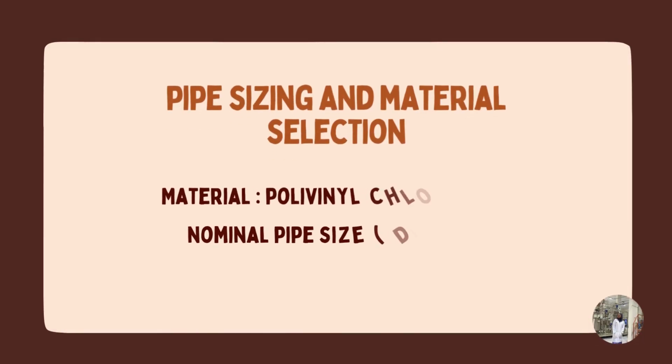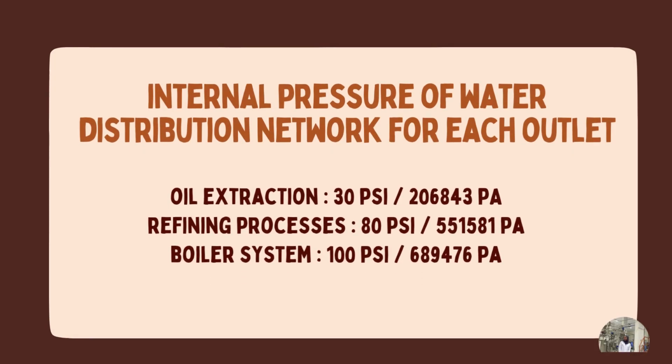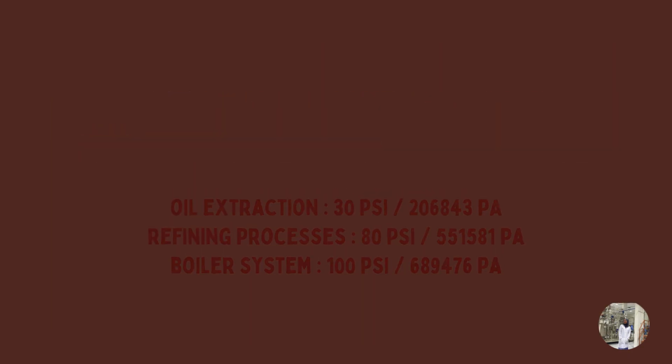For pipe sizing and material selection, we choose polyvinyl chloride (PVC) for our pipe material, and we set the diameter at 12 inches or 0.3048 meter. Next, for the internal pressure of the water distribution network for each outlet: for oil extraction, 30 psi; for refining process, 80 psi; and the last one for the boiler system, 100 psi.